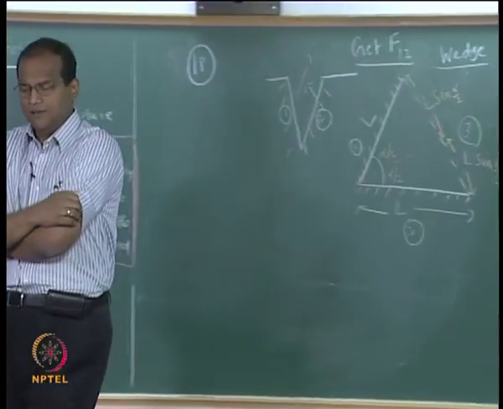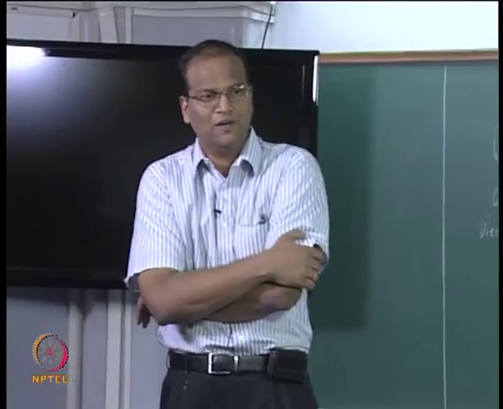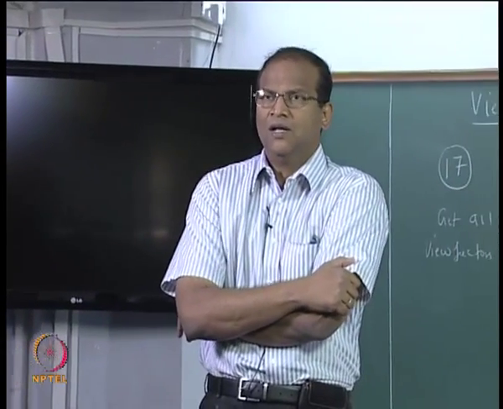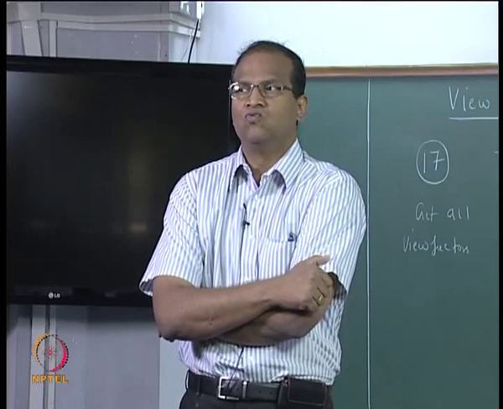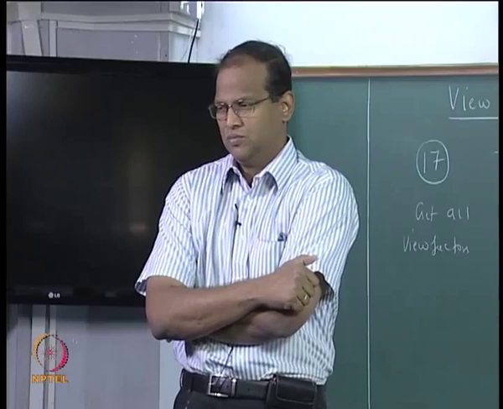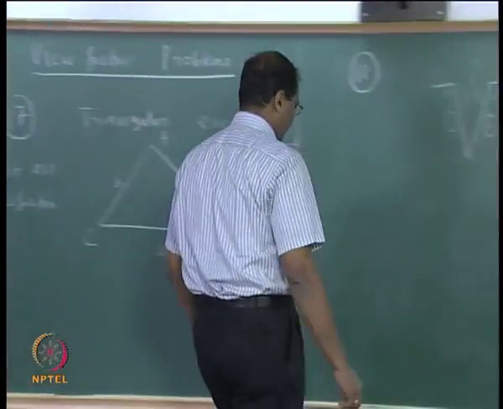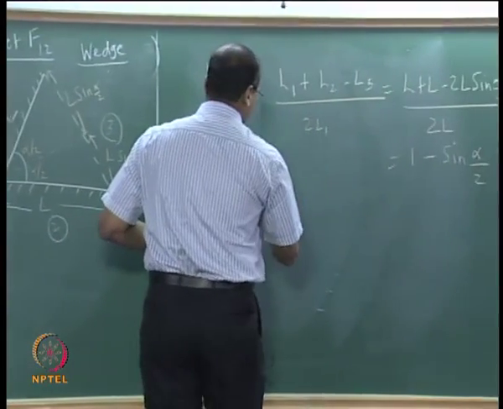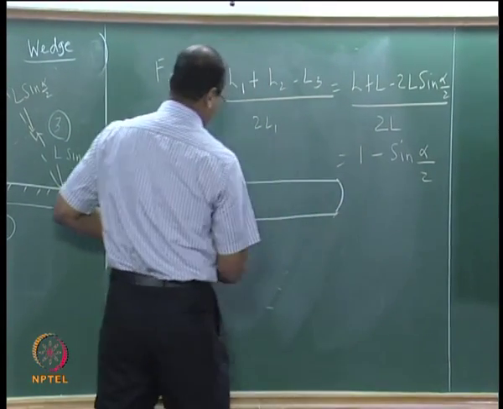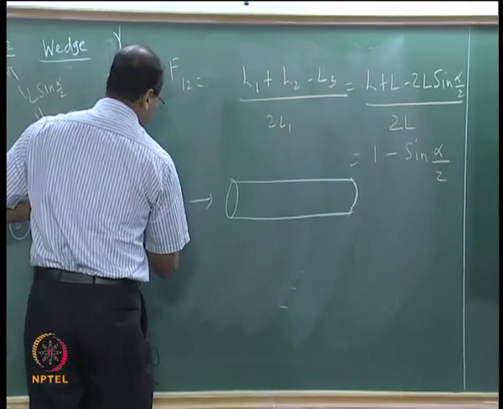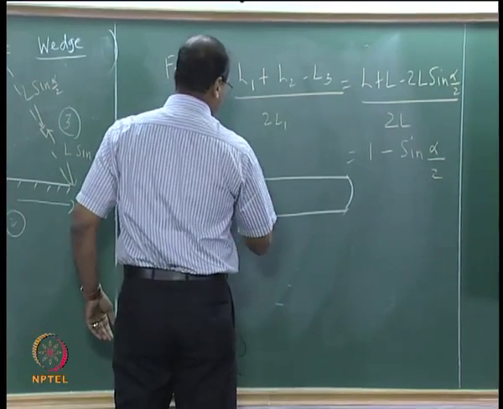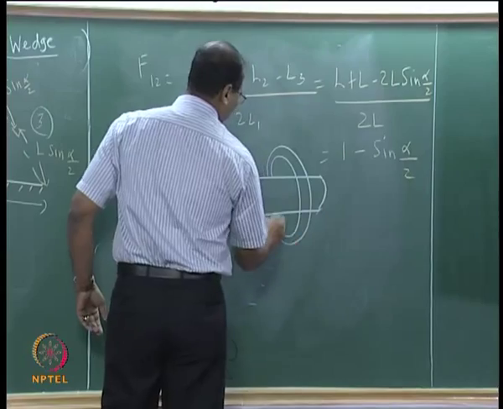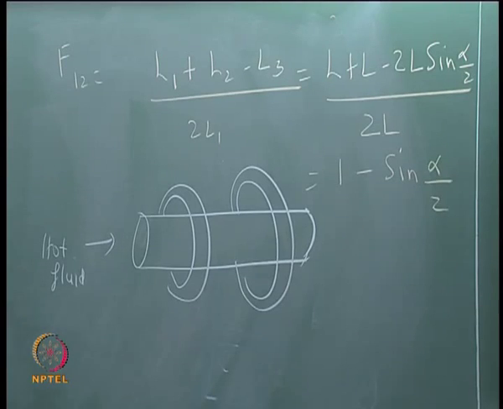So this wedge is an important surface, an important configuration which is useful in radiative heat transfer. Where can I tell you some places? One possibility could be like this. Suppose you have a hot fluid, and you have got fins. This can be used in both terrestrial applications as well as in outer space.